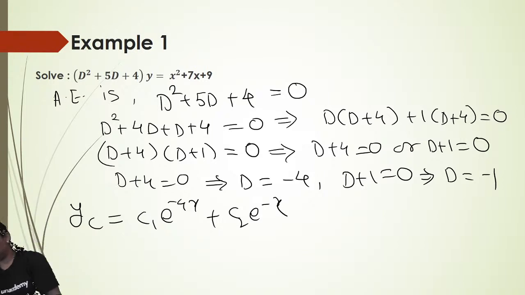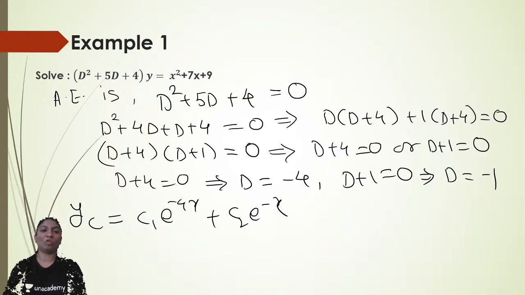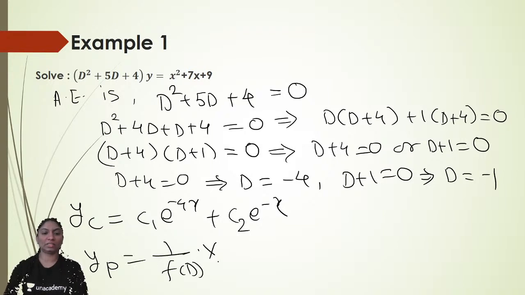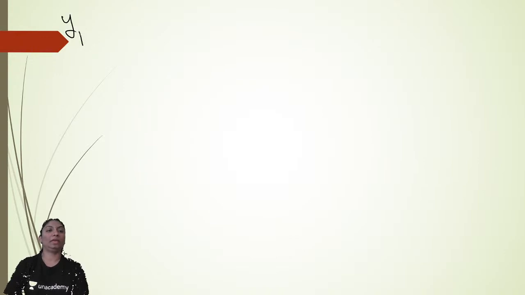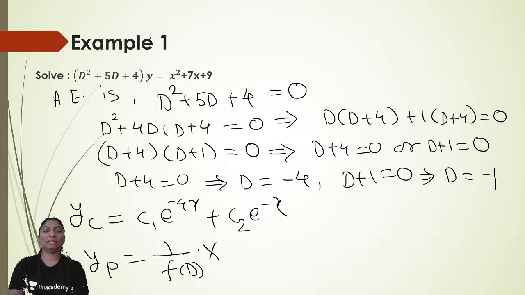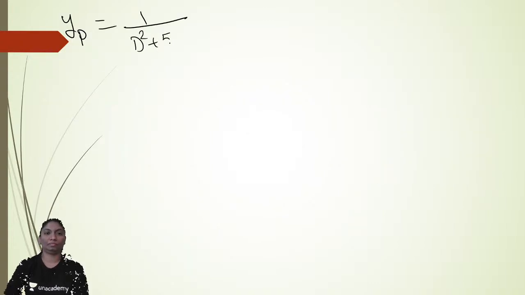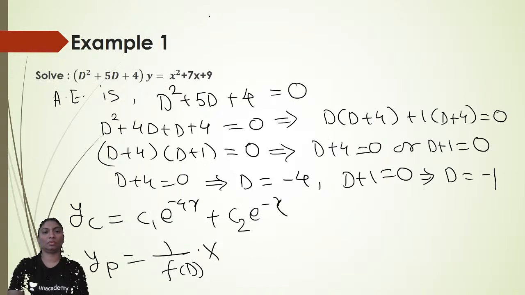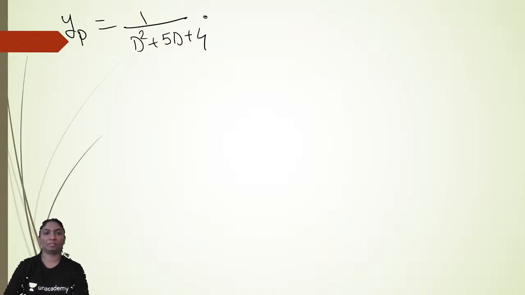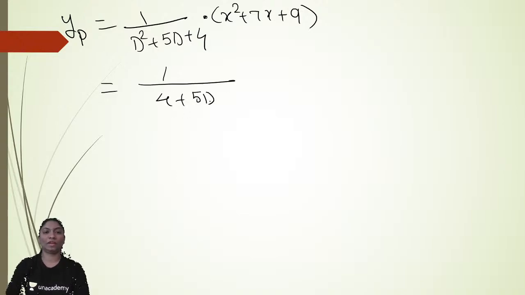Now see how we can find out the yp here. See, here the power of x, x square, is the power. So yp is equal to 1 upon f of D into X. So what is our f of D? D square plus 5D plus 4, into x square plus 7x plus 9, which is equal to 1 upon (4 plus 5D plus D square) into x square plus 7x plus 9.